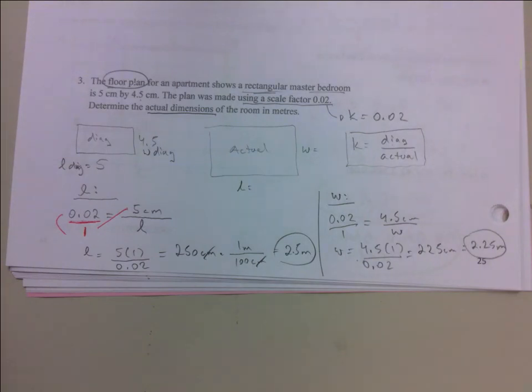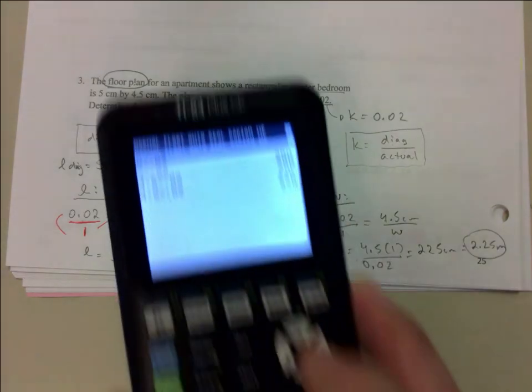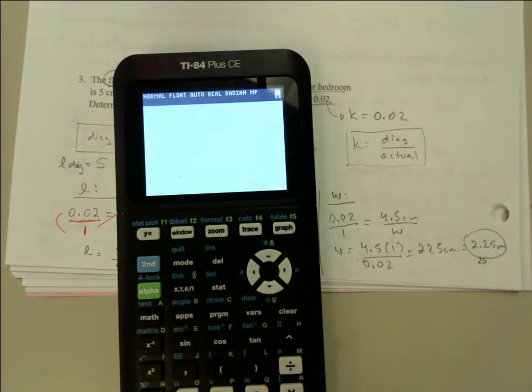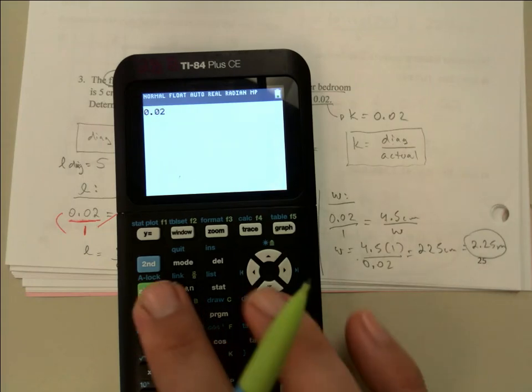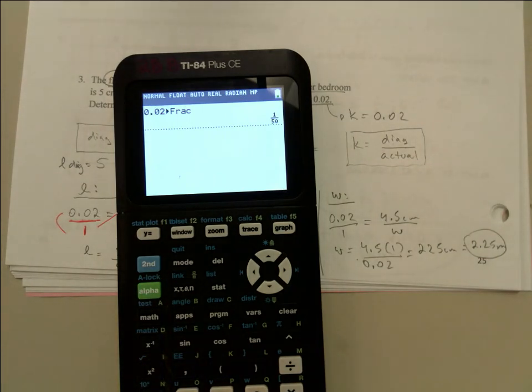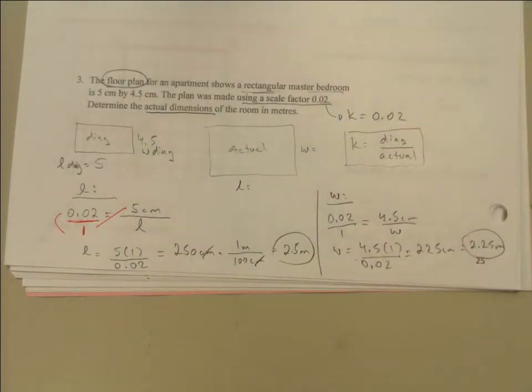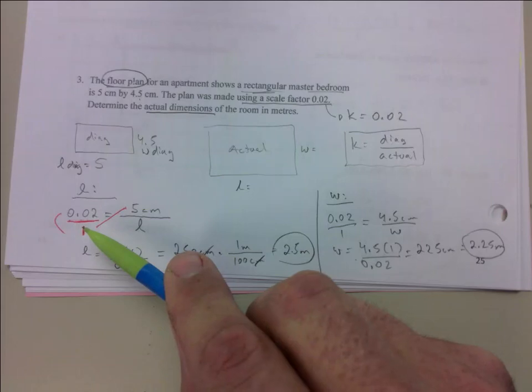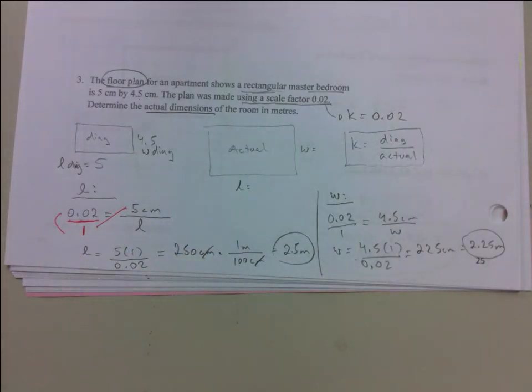There we go. What could you have done differently with K? You remember this calculator is really, really good, right? 0.02. You go math, fraction. It's the equivalent of 1 over 50 if you don't remember, right? So you could have used 1 over 50, right, instead of 0.02. That's all. Same idea, same answers, everything is the same. Is that good? Any other questions?